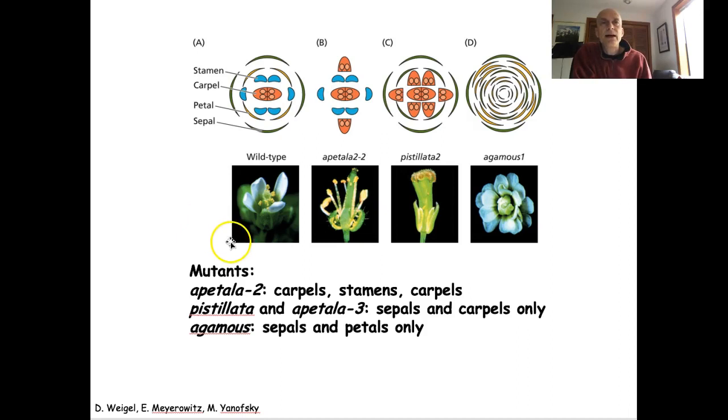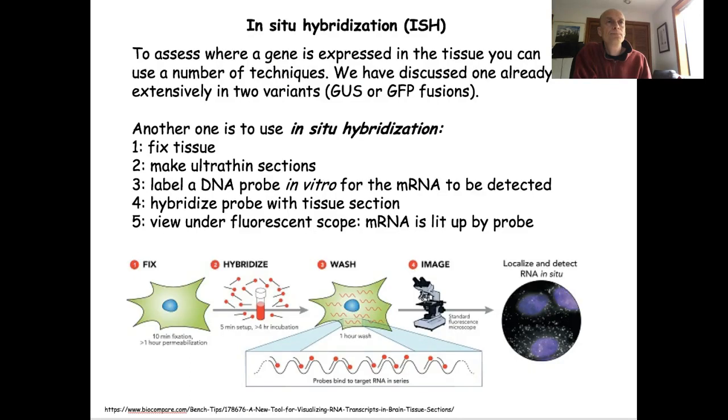So the mutants that I just told you about are the apetala2 mutant, carpels, stamens, carpels, and the pistillata mutant. There's also a mutant that's called apetala3, which has the same phenotype, with only sepals and carpels. And then the agamous phenotype, sepals and petals only.